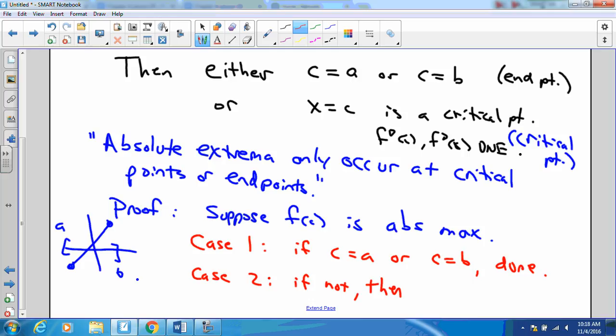If not, then what? And c is a local, why does it have to be a local max? Critical. Because local max only happens at a critical point. Right, but I haven't noticed that that's part of my conclusion here. It's not part of my given. I'm not given that I have a critical point. I'm only given that f of c is an absolute max. And I've taken care of the case where c is at an endpoint.